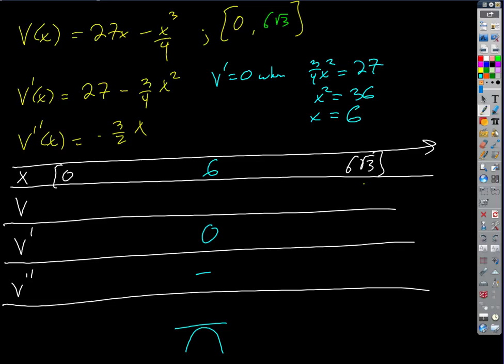What would the volume be at the endpoints? Without even really thinking about it, it'd be 0, wouldn't it? You're going to have 0 there and 0 there, because if you have either no width or no height, you don't have a volume, do you? Right?